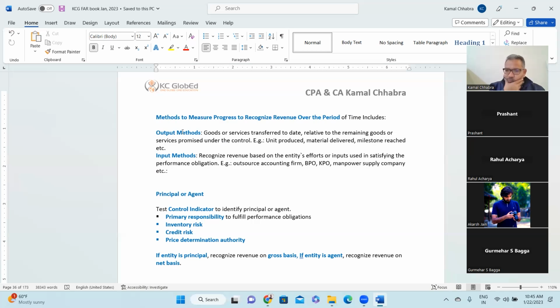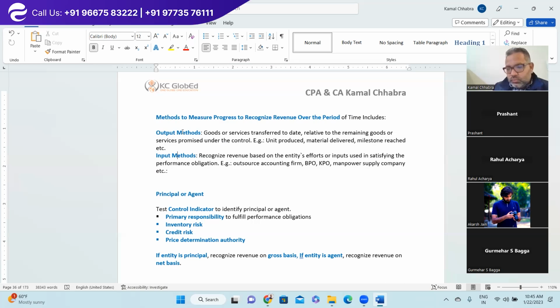In case of input, it should be how much material we are using and how much effort we are putting into that service to deliver that particular good. Based on how much input is going in, we can decide how much of the revenue to recognize.